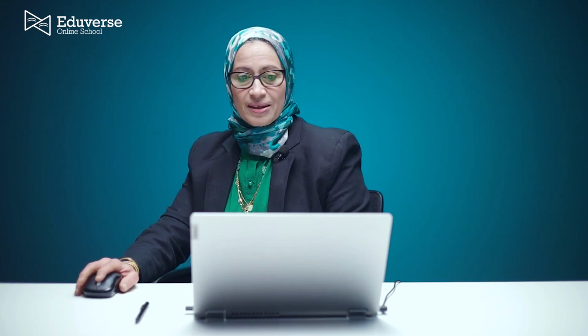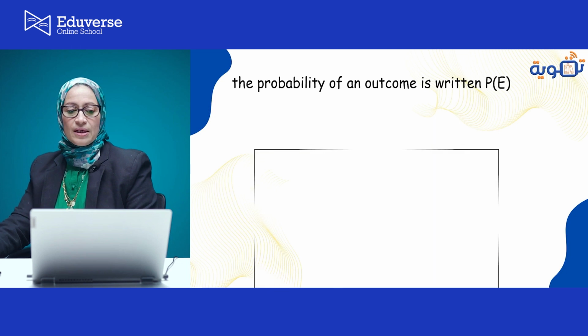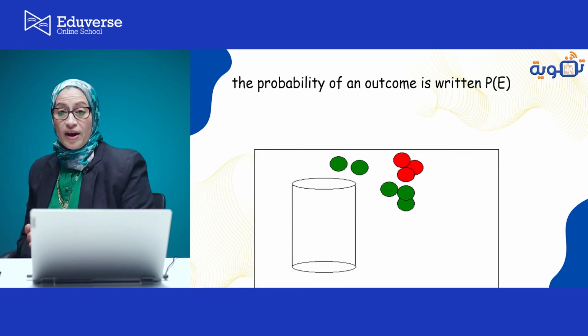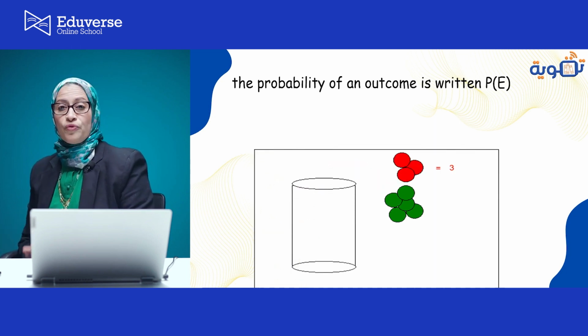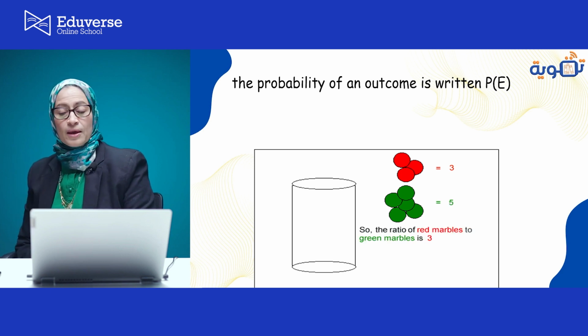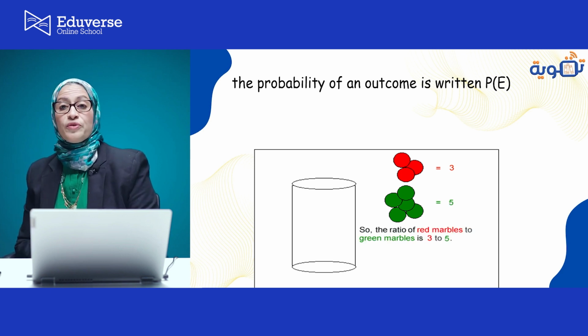Today, inshallah, we will learn about probability. So, what is the meaning of probability? Probability of an outcome is written as P of E. And what is the meaning of this P of E? P of E means the probability of events.